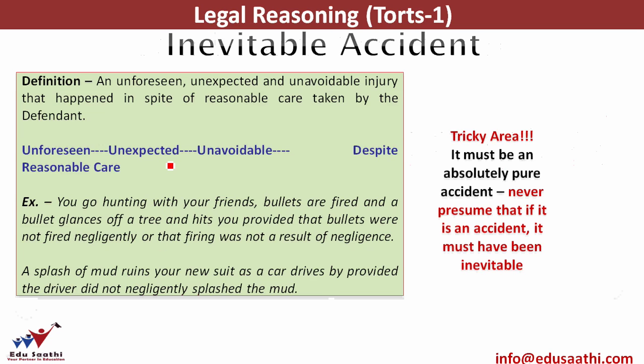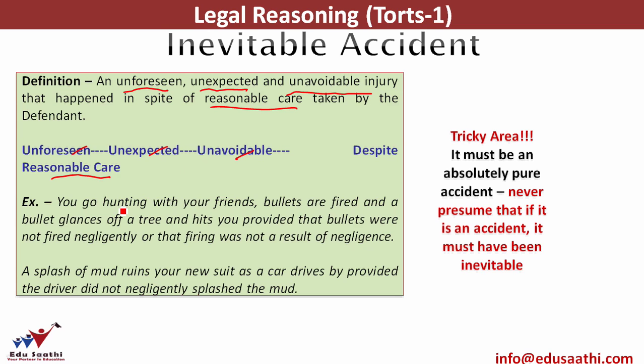Next defense is inevitable accident. Definition here is an unforeseen, unexpected and unavoidable injury that happened in spite of reasonable care taken by the defendant. There are three factors which have been stated here. It should be an unforeseen, unexpected, unavoidable injury which has been inflicted upon the defendant despite reasonable care. There should be reasonable care taken by the defendant.